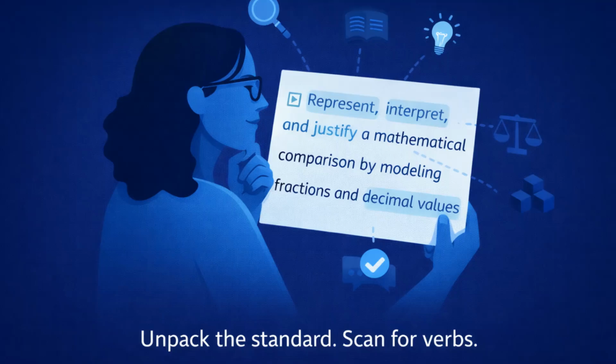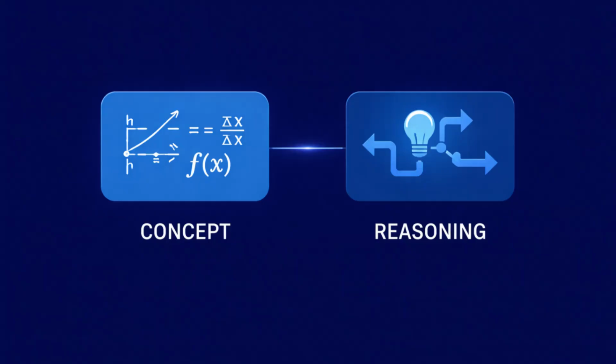Read the language carefully and scan for verbs and nouns. Verbs tell you what mathematical actions students must take, such as represent, interpret, justify, compare, or model. Nouns tell you the mathematical objects students must reason about, such as proportional relationships, slope, functions, or area. From these, name two things clearly. The concept is the mathematical idea. The reasoning is how students must think with that idea.